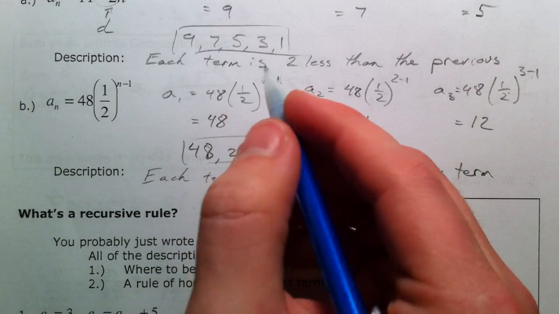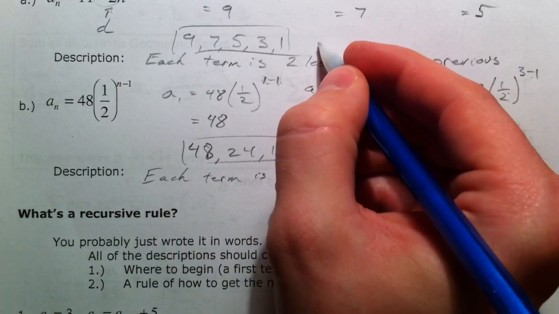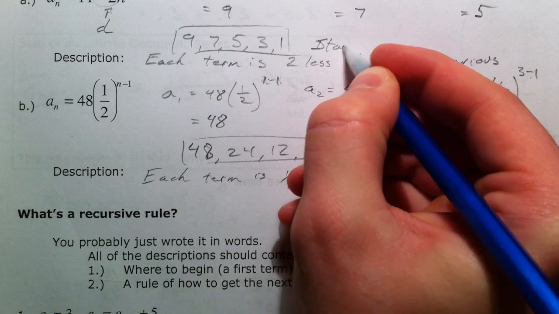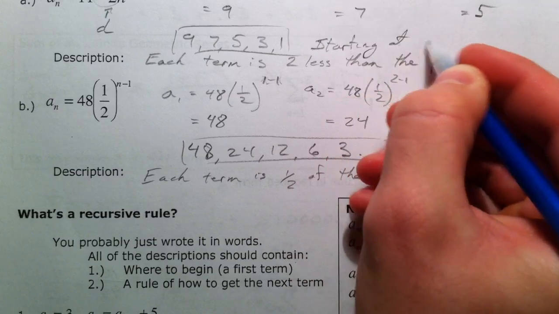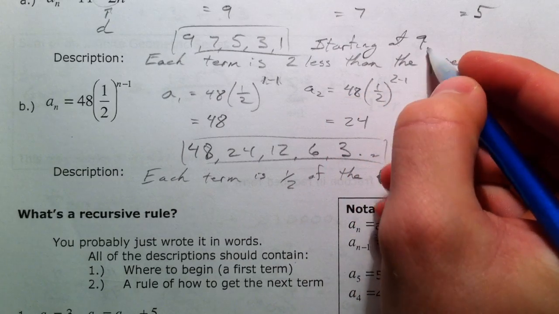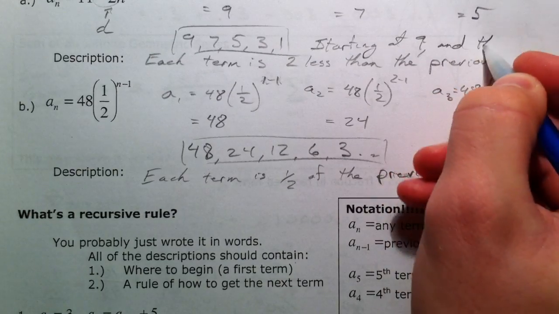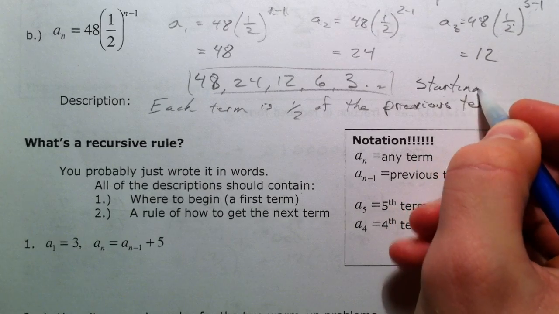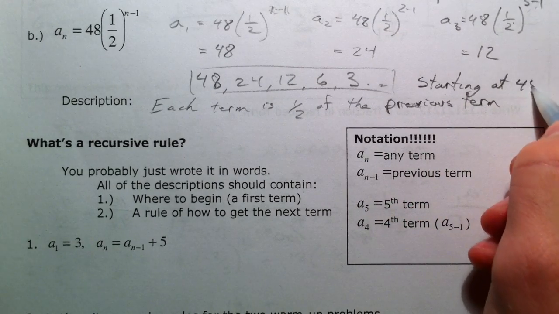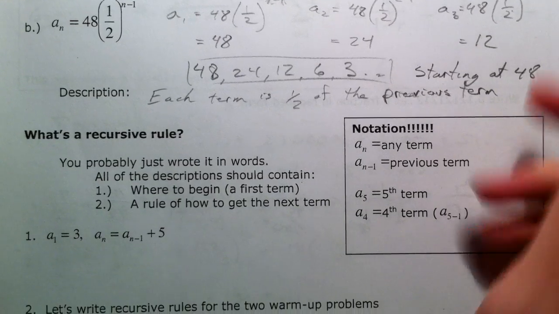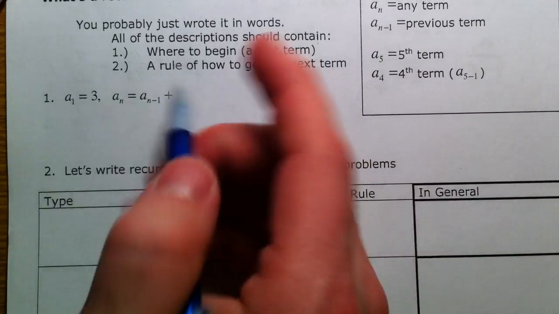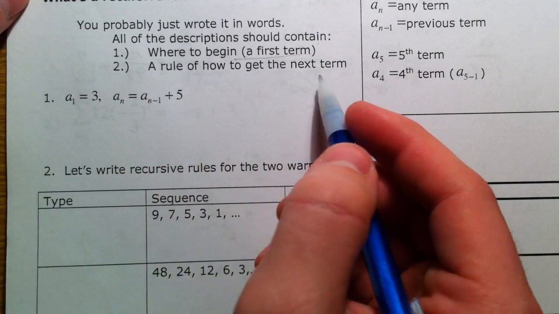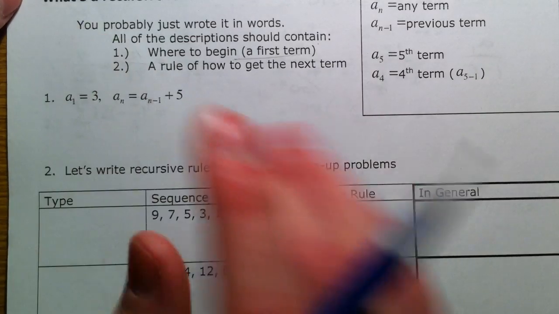So we would add to our description here, starting at 9, and then each term, and starting at 48, things like that. So what a recursive rule requires is where to begin. You need to know the first term, and then a rule of how to get the next term.